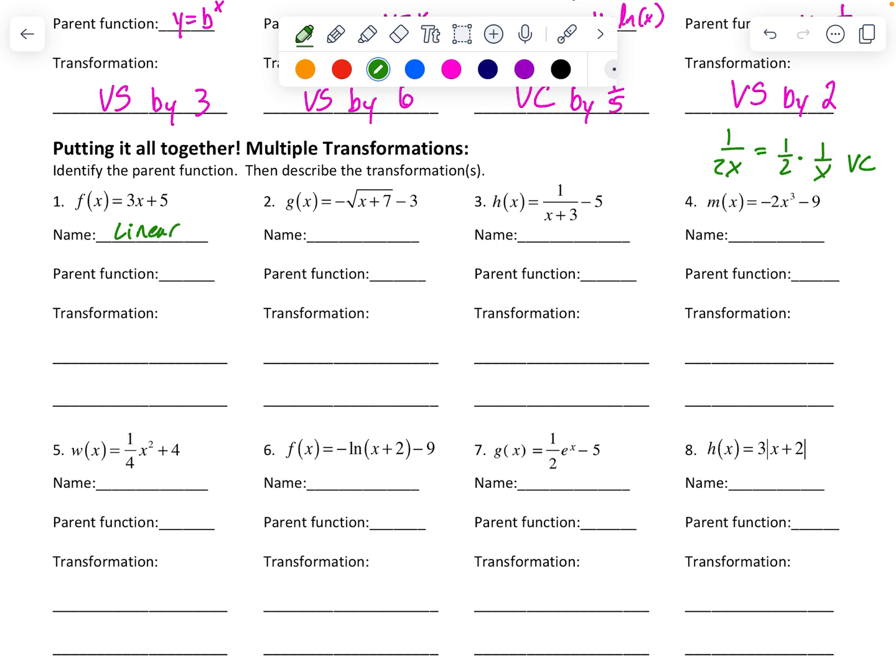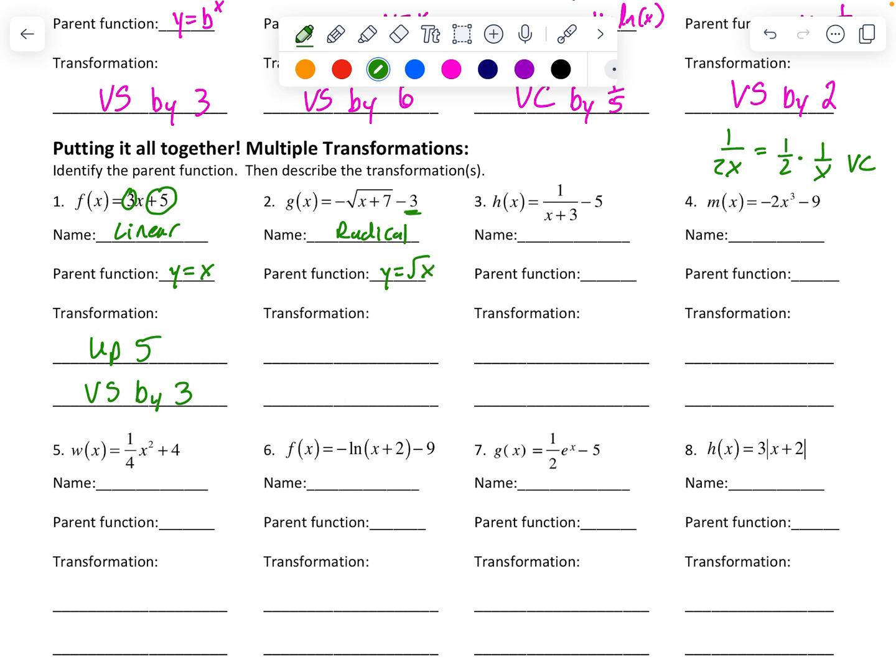So linear, y equals x. So I see a plus 5 outside of parentheses, so that tells me up 5. And I see a 3 in front of the x, which tells me a vertical stretch by 3. Up next, we have a radical. So it is a square root of x. This one has quite a few.